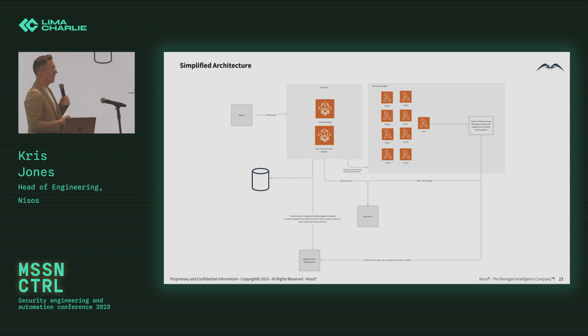What we have in the middle, and this is a talk about serverless, but I don't think it's right to use serverless for absolutely everything. It's all about picking the best tool for the best job. We have an orchestration layer in the middle, which is our API, and at Nisos, we have a Django API, and that just serves all of the data to the front end, and it also kicks off all of our serverless functions as well.